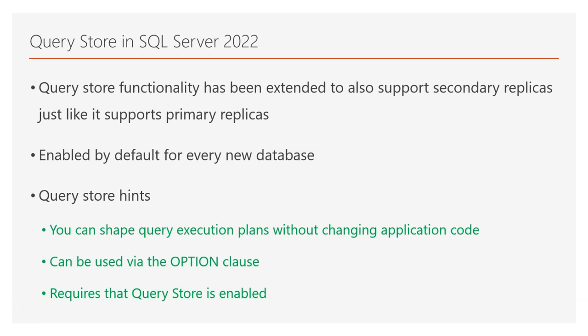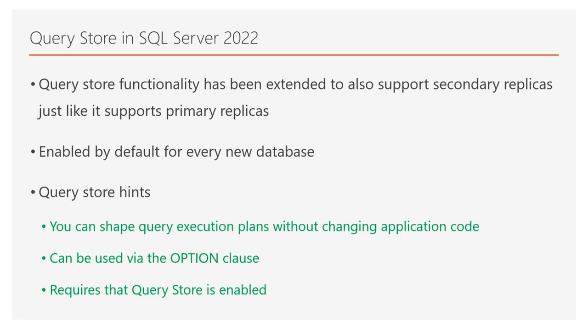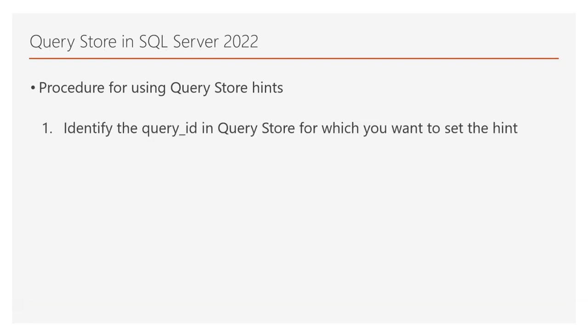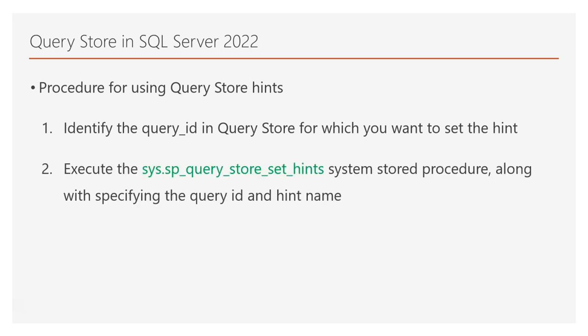Now let's talk more about Query Store hints, and more specifically, let's discuss the procedure for using these hints. The procedure for using Query Store hints involves first identifying the query ID in Query Store for which you want to set the hint. Then, by executing the system stored procedure sp_query_store_set_hints, along with passing as parameters the query ID and the hint name, you are able to set the Query Store hint for the specific query.